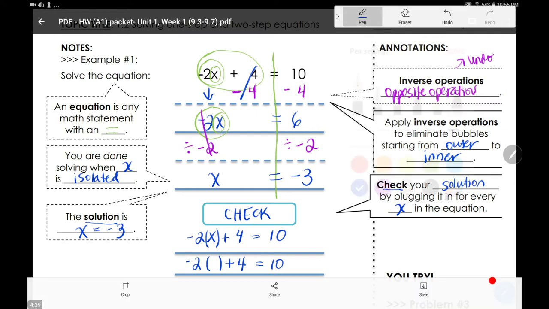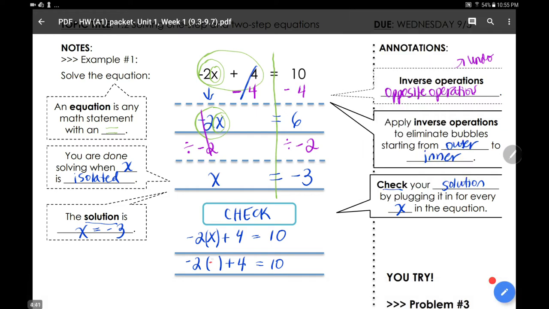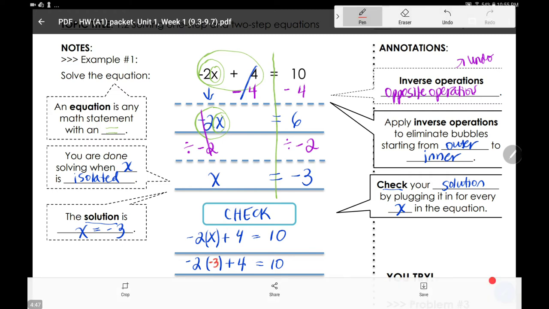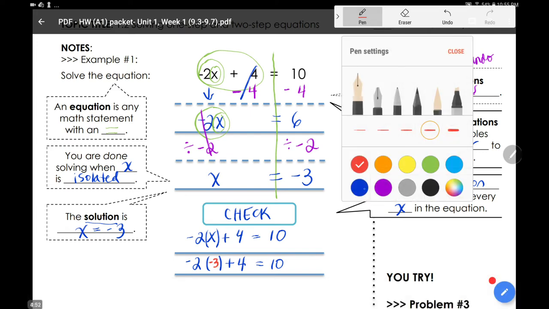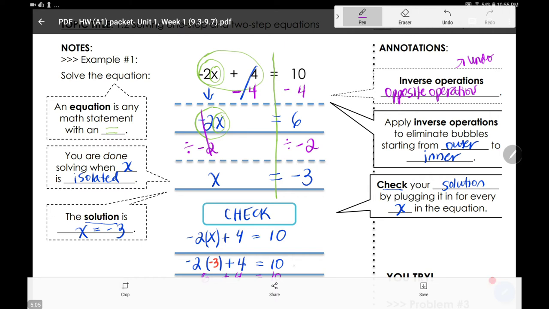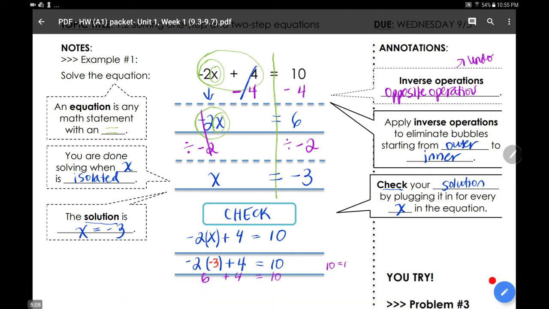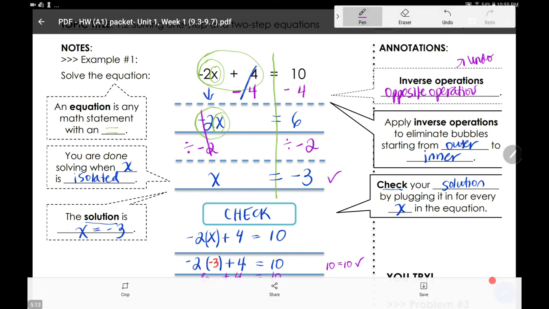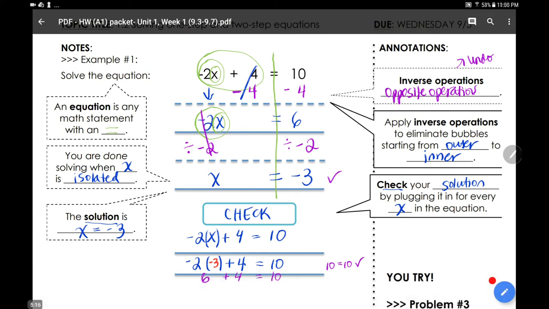In that parentheses, I'm going to write my solution. If x is -3, it should be true when I plug it into this equation. So I have -2 times -3 plus 4 is equal to 10. Well, -2 times -3 is 6. I'm going to write it over here. 6 plus 4 is equal to 10. 6 plus 4 is 10, and 10 is equal to 10, which is true, which means this is our solution here. Our check shows us that this is indeed our solution.